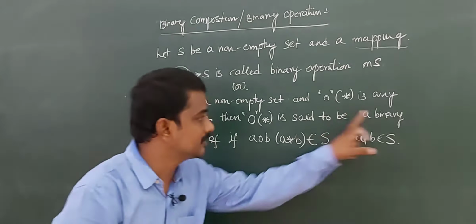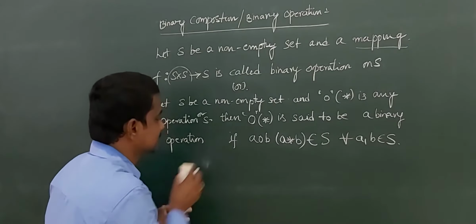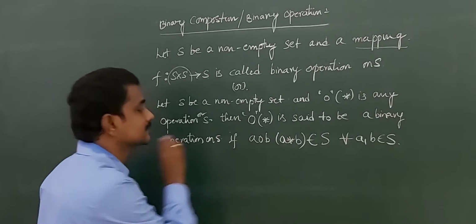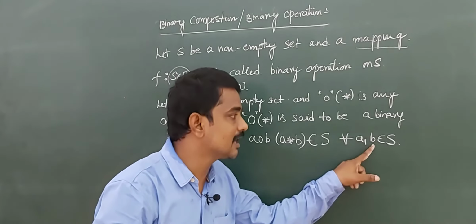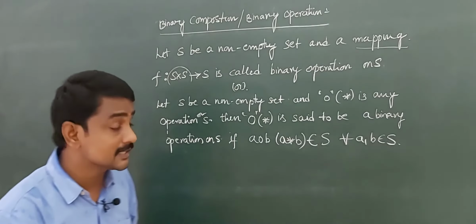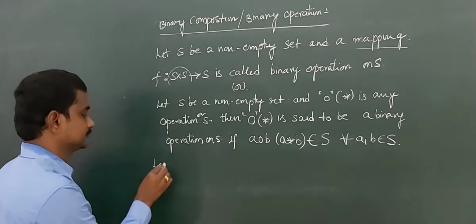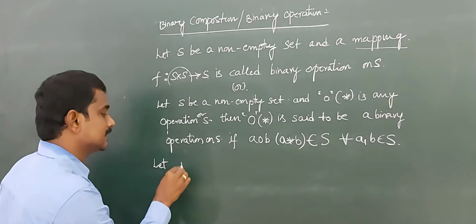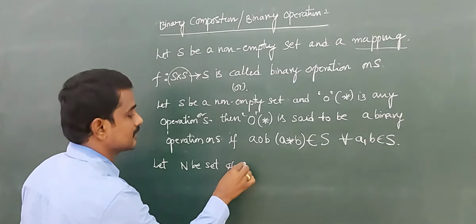then circle is said to be a binary operation on S if a circle b, or a star b, belongs to S for all a, b belonging to S. For example, let N be a set of all natural numbers.